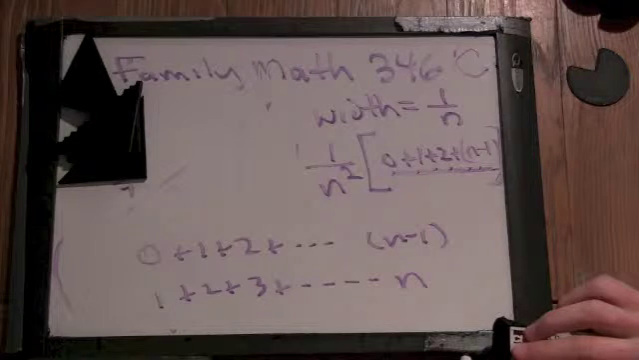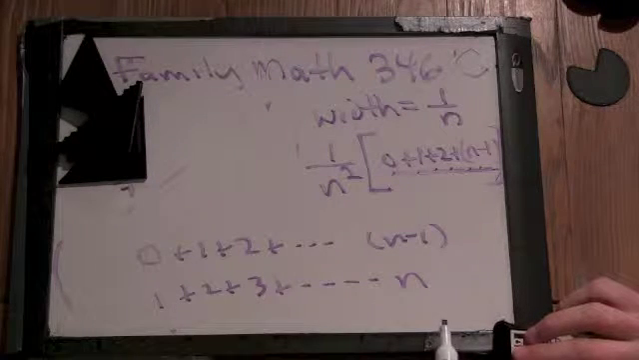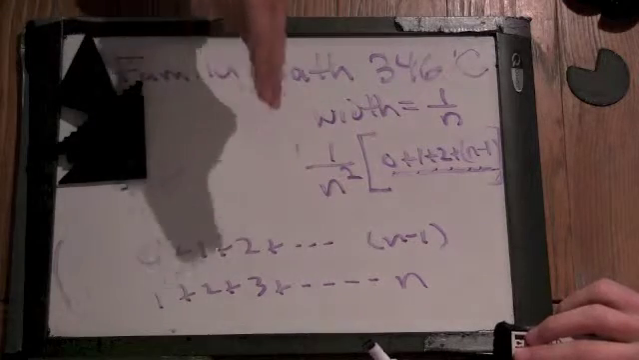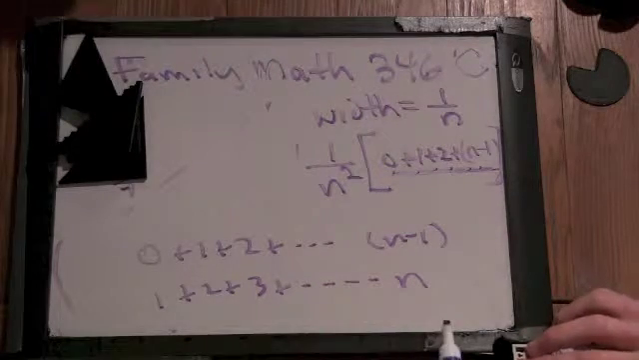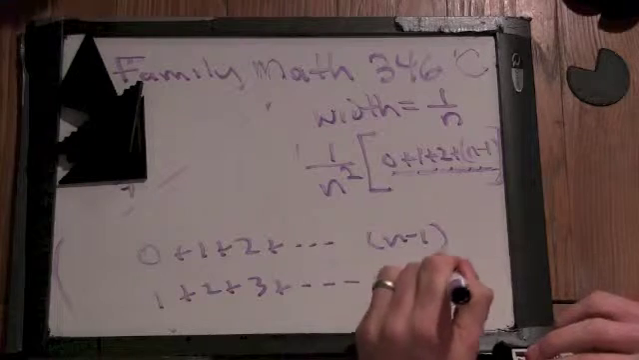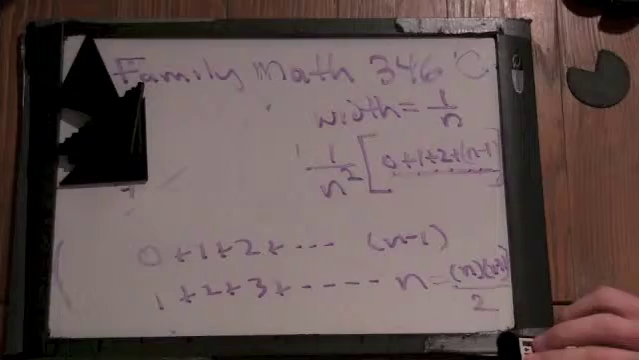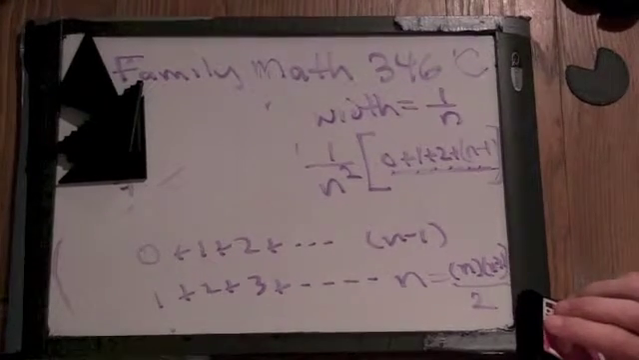Oh yeah? What is it? It's N times N minus 1. Or is it... No, it's N times N plus 1 over 2. Sorry to be out of room there. N times N plus 1 over 2. Is that on camera? Yeah.